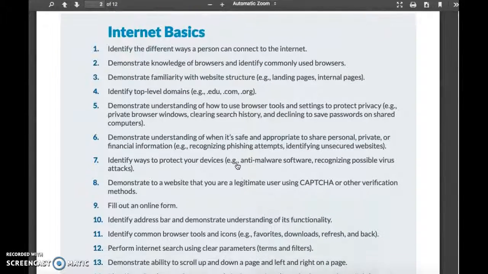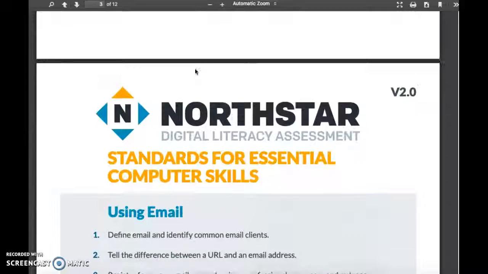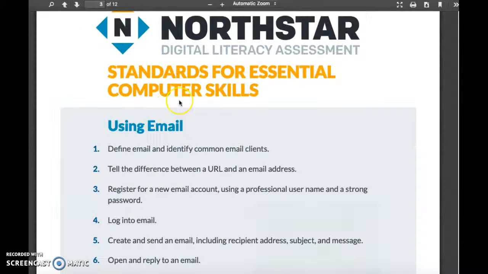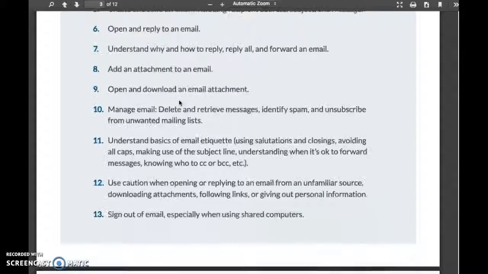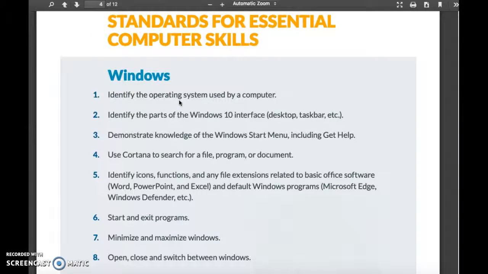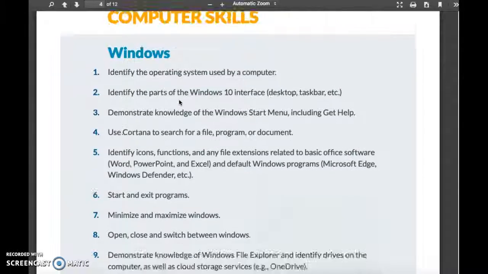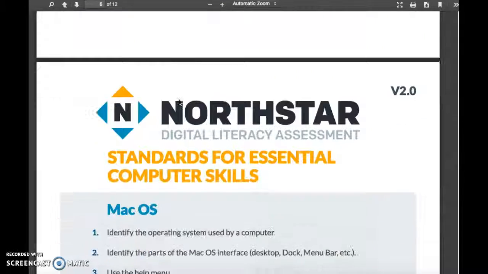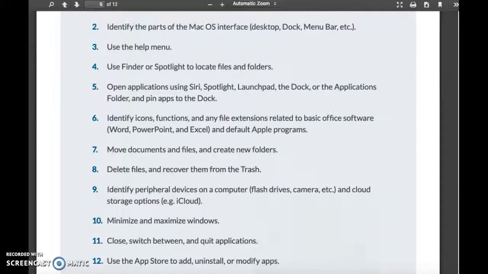So this is just a list of things about the internet basics you might need to know, using email, other sort of standards that would help someone be able to assess, hey, how literate am I in a digital world? So that is an additional resource there.